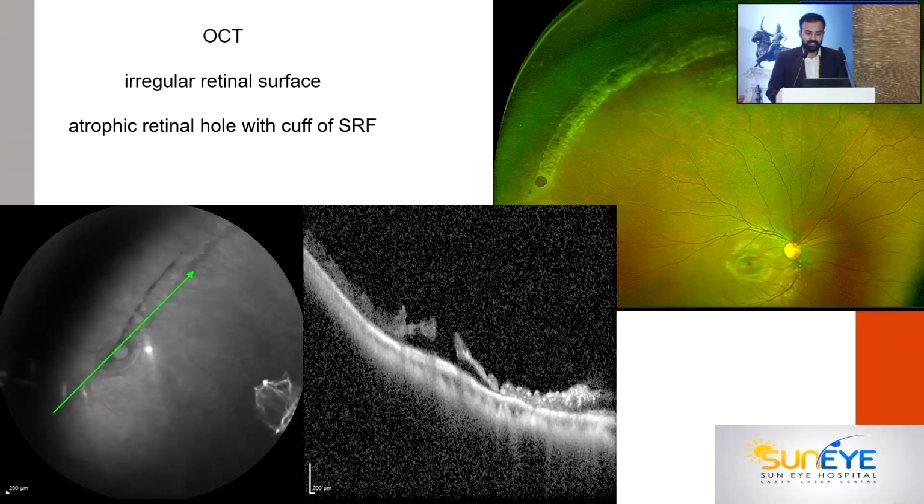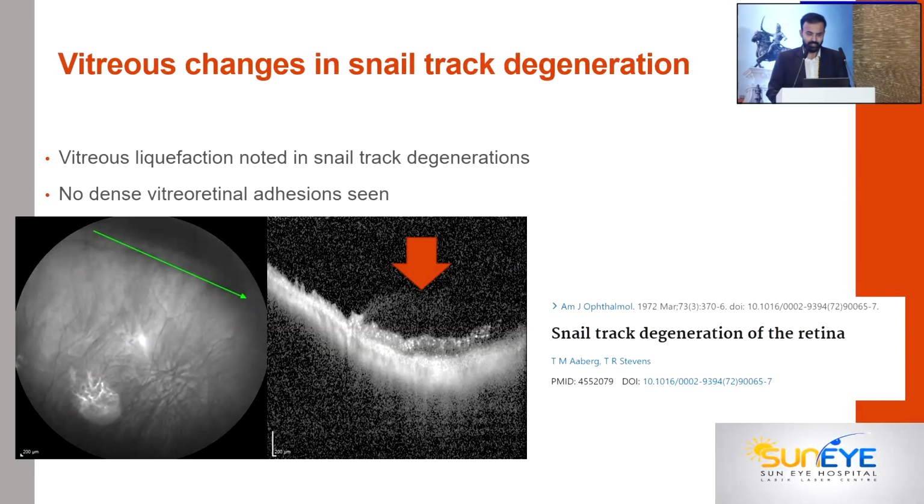It can also be associated with a retinal hole. Now I have run an OCT through the snail track degeneration, and you can see here an irregular retinal surface and hyper-reflective dots on the OCT, which are basically lipid deposits. Whereas irregular retinal surface also you can see in the OCT, and in the scan, there's an atrophic retinal hole with a bit of SRF, and the surrounding retina is also very atrophic. So this is an OCT going through the lesion.